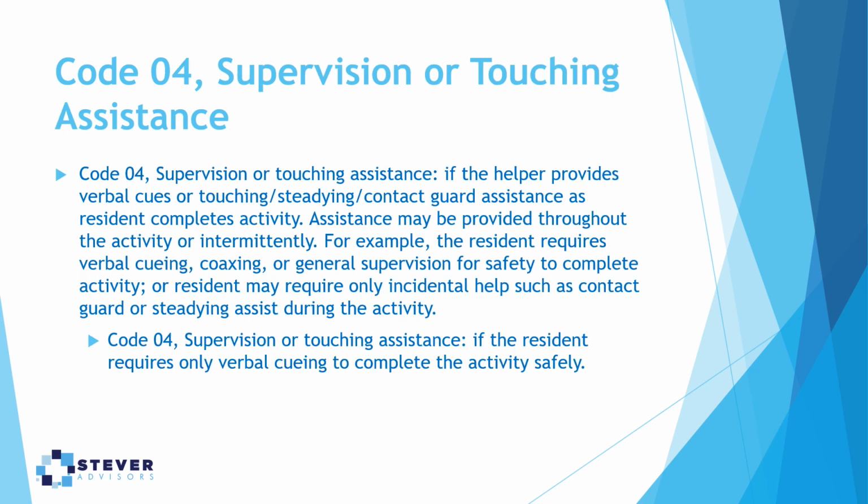4 is the code for supervision or touching assistance. Use this code if the resident requires cueing, contact guard, guiding, or supervision while performing the task. An example for the coding of supervision would be if the resident is capable of performing the task but may become confused or tired and requires reminders to finish it. Another example would be supervision due to safety concerns while walking.